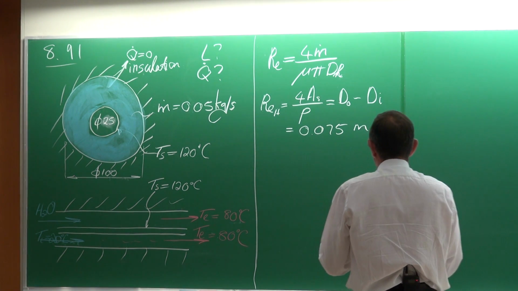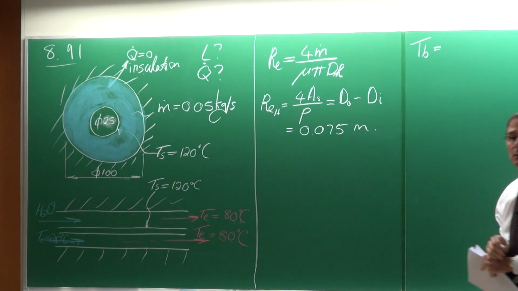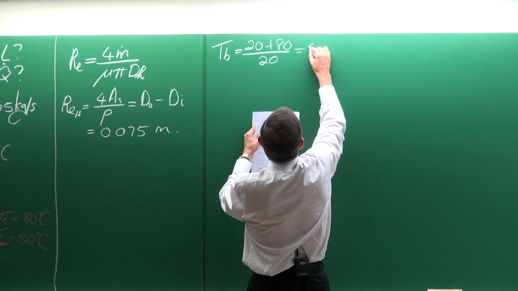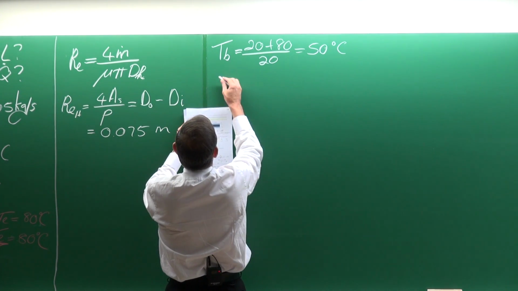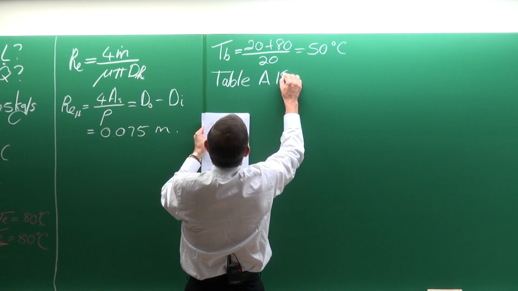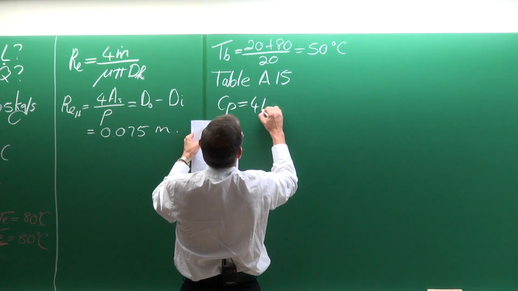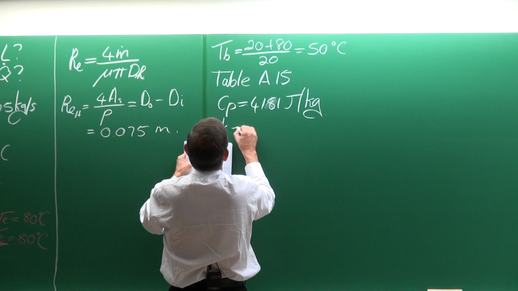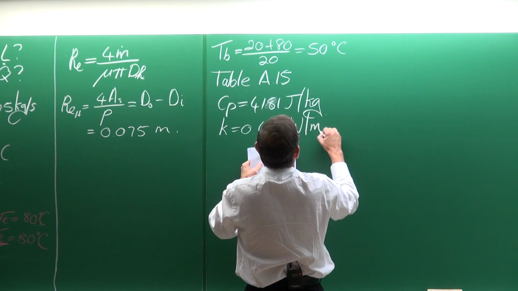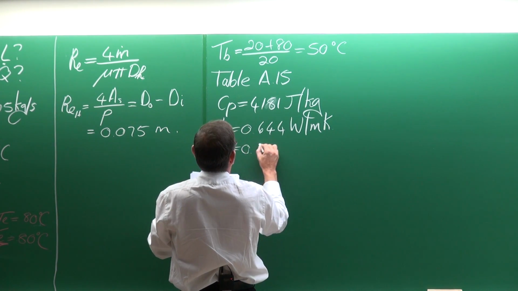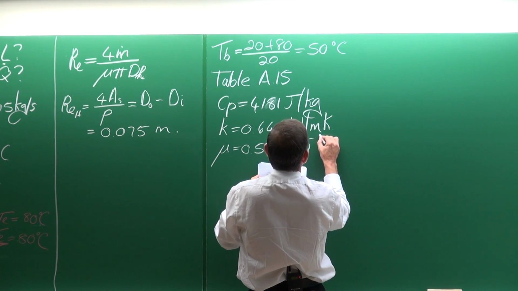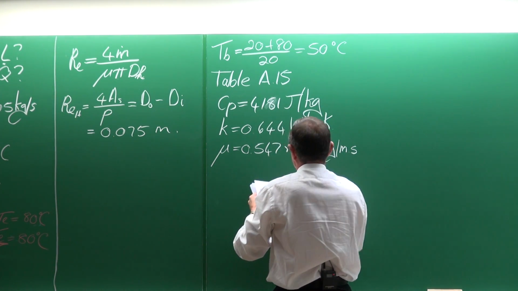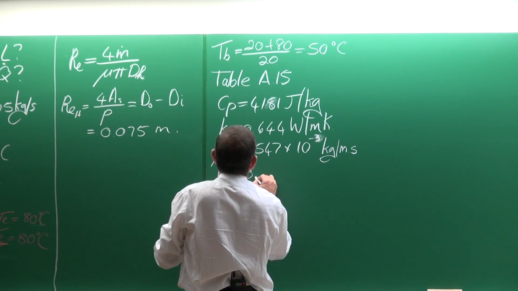Oh, I forgot to write down the properties. The properties we are going to determine at the bulk temperature. In this case, the bulk temperature is 20 plus 80 divided by 2, which is 50 degrees Celsius. And at 50 degrees Celsius in table A15 in your textbook, you can get all the properties. The Cp is equal to 4181 joules per kilogram Kelvin. The thermal conductivity is equal to 0.644 watts per meter Kelvin. The viscosity is equal to 0.547 multiplied by 10 to the minus 3 kilograms per meter second. And the Prandtl number is equal to 3.55.